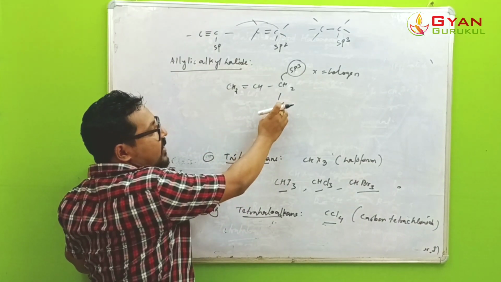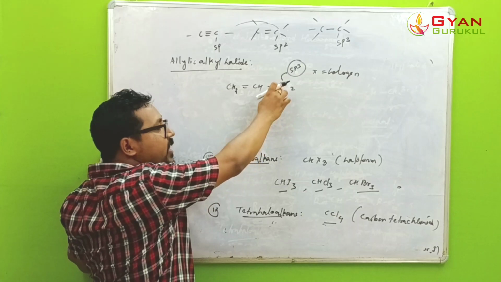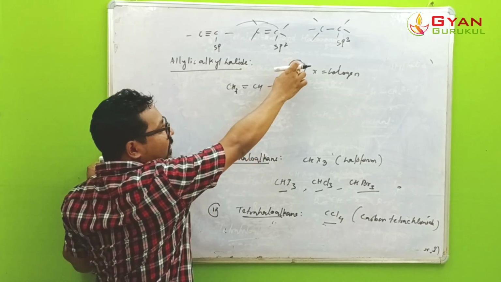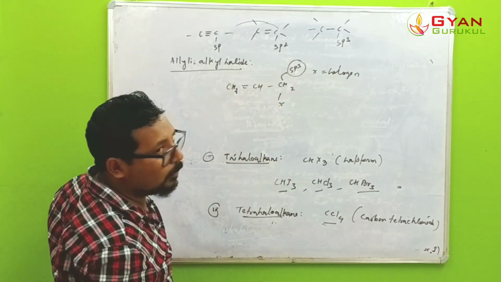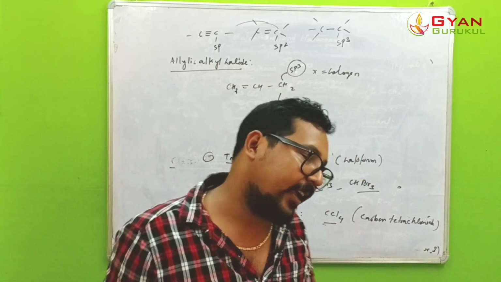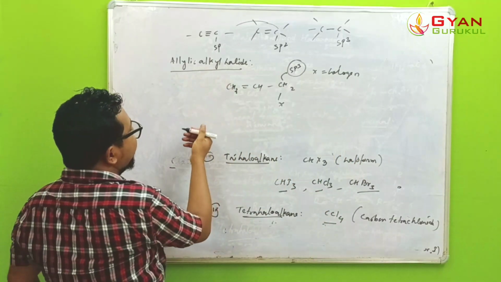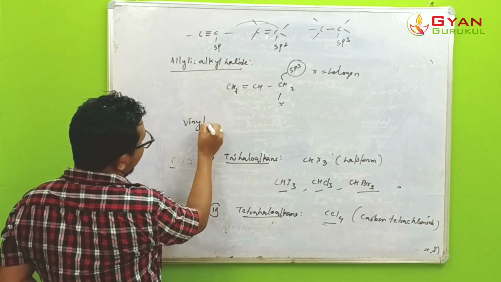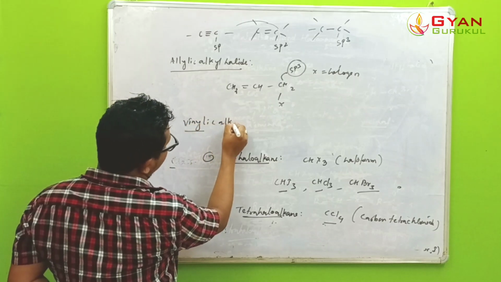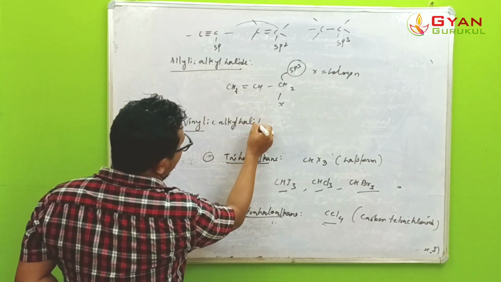So this halogen is bonded with this carbon, which is sp3 hybridized next to a carbon-carbon double bond, and it is called allylic alkyl halide. Next after allylic, vinylic alkyl halide. What? Vinylic alkyl halide.